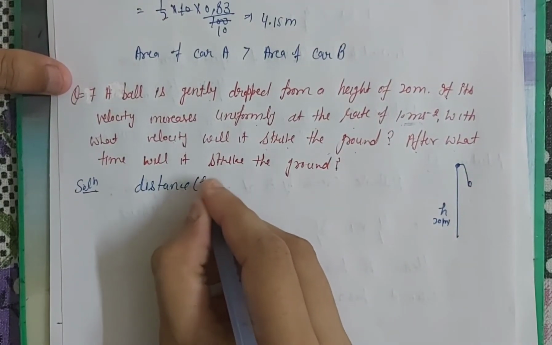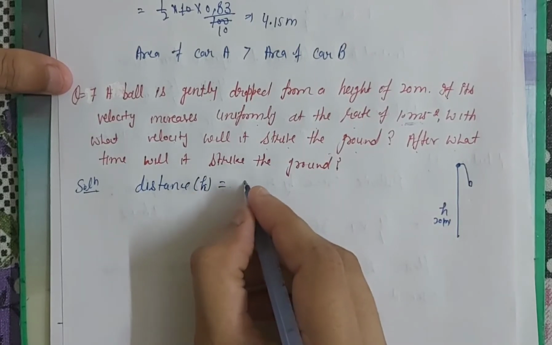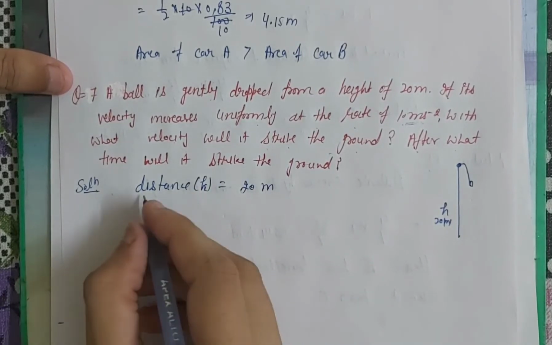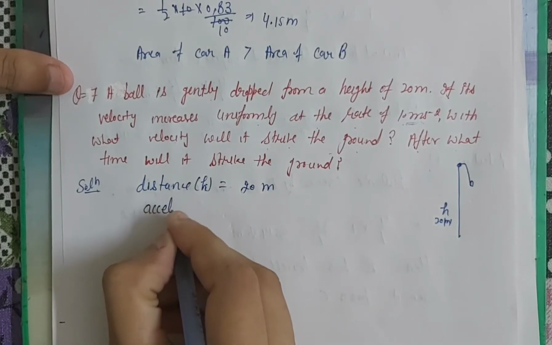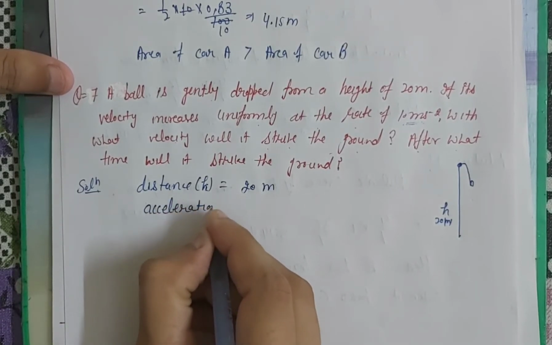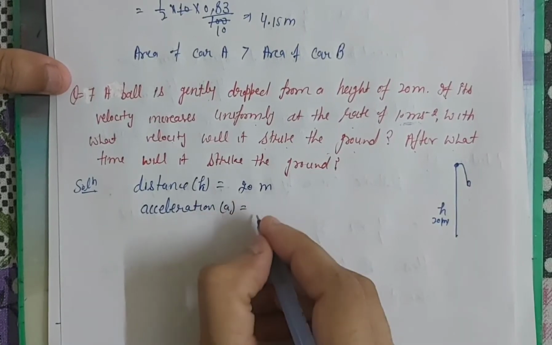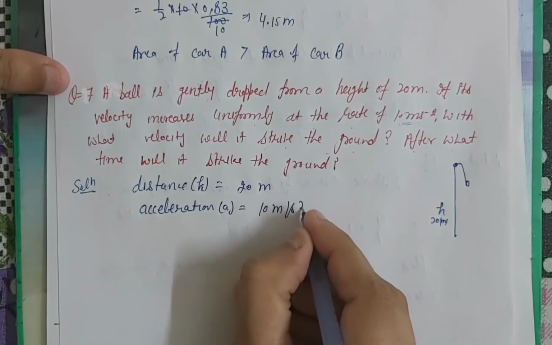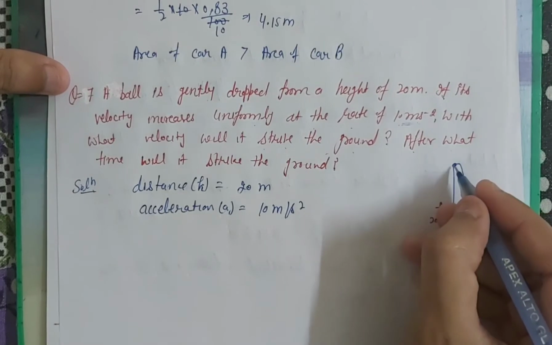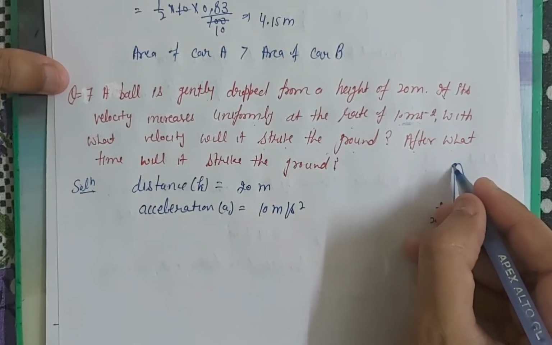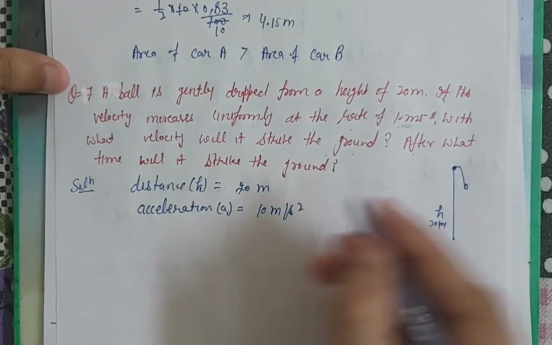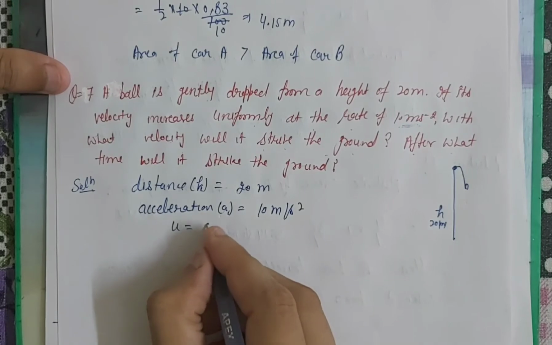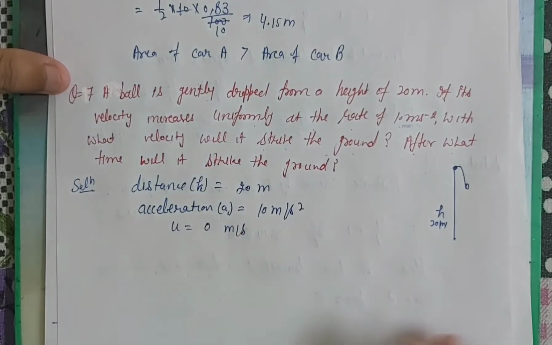So distance, that means height, is given as 20 meters. And acceleration a is given as 10 meters per second squared. In the starting, the ball is at rest. So at that time, our initial velocity will be equal to 0. That's why the u value is equal to 0 meters per second.